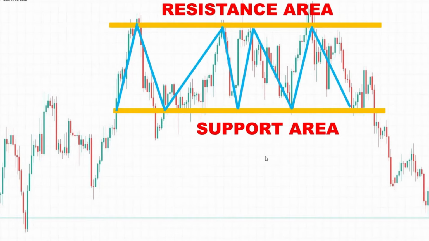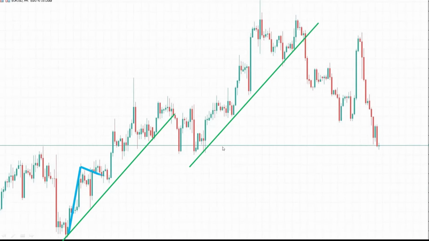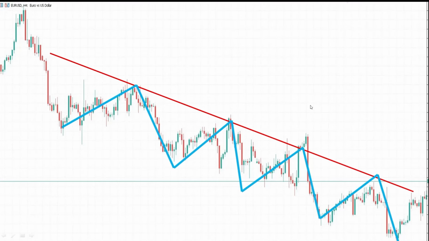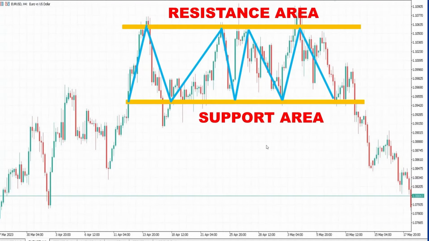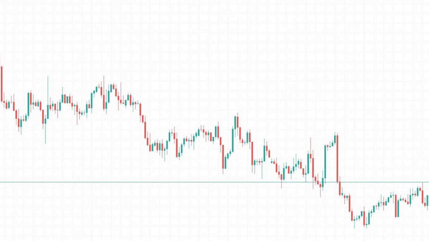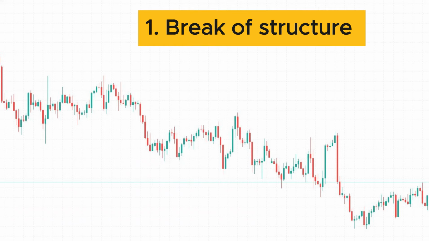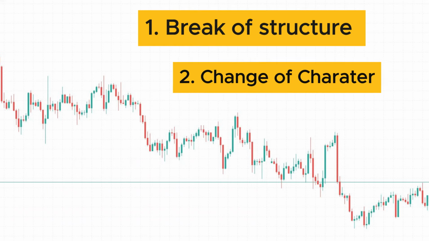Understanding these different market conditions is essential for forex traders as it helps them adapt their strategies accordingly. Traders may employ different techniques and indicators depending on whether the market is trending, bullish or bearish, or consolidating. These two topics have to be considered for a proper understanding of market structure. 1. Break of structure. 2. The change of character.